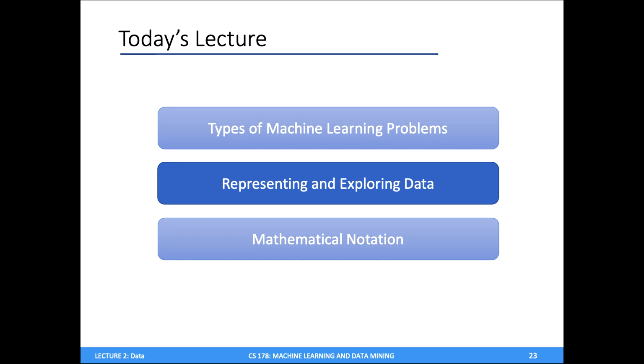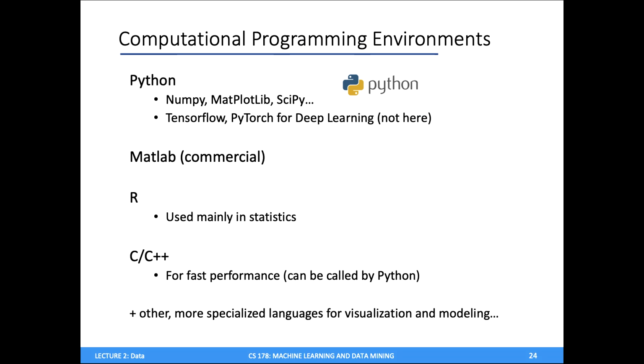Now we can move on to the second part of today's lecture, which is how you actually represent and explore data primarily through code. So it's good to be familiar with the standard computational environments for doing machine learning. Nowadays, almost all machine learning code is written in Python, and you'll be using Python in this course. The standard packages here are things like NumPy, Matplotlib, and SciPy, and you guys will get a chance to do some hands-on work with these.